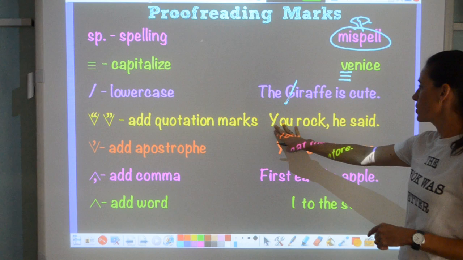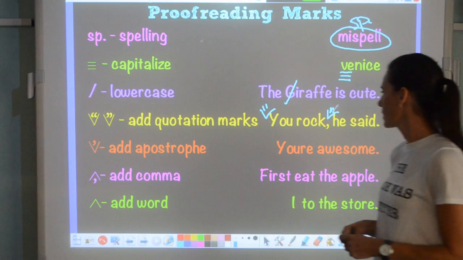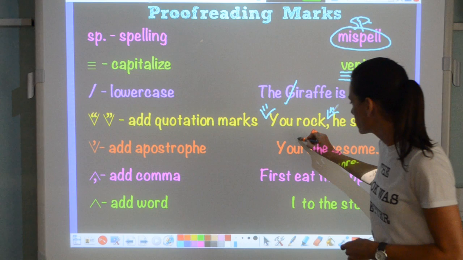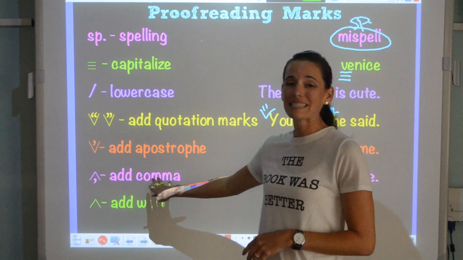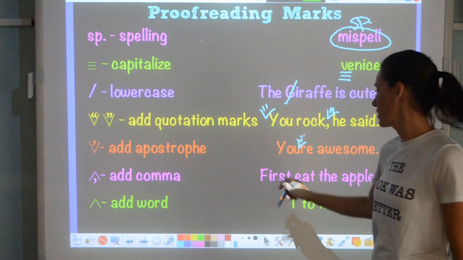When you need to add quotation marks to something, you need to use the upside down caret. So, "you rock," he said, that's a piece of dialogue. It needs a quotation mark there and a quotation mark there. It's supposed to be after the comma. If we need to add an apostrophe, again, we use the upside down caret on top of where the apostrophe needs to go. "You're awesome." We need an apostrophe to show that this means you are awesome. If we need to add a comma in a sentence, we use the upside down caret underneath where the comma needs to go. "First, eat the apple." Well, first is an introductory word, so we need to put a comma right there.